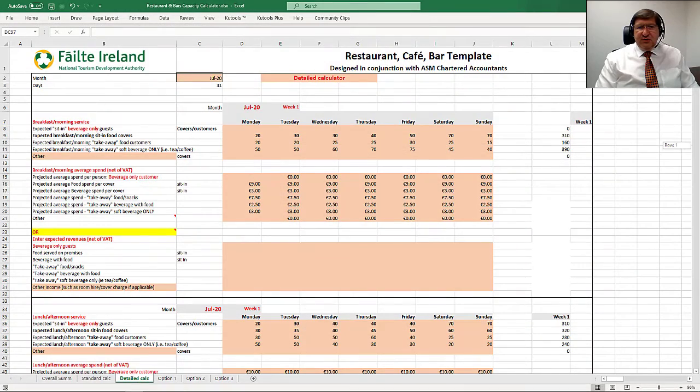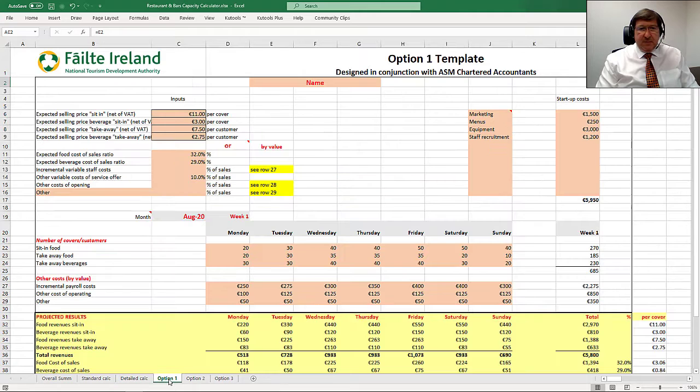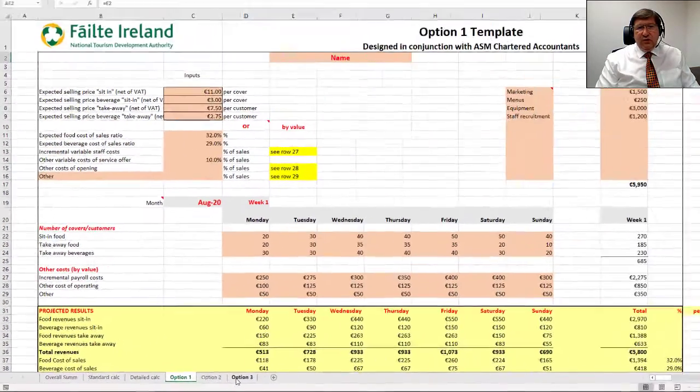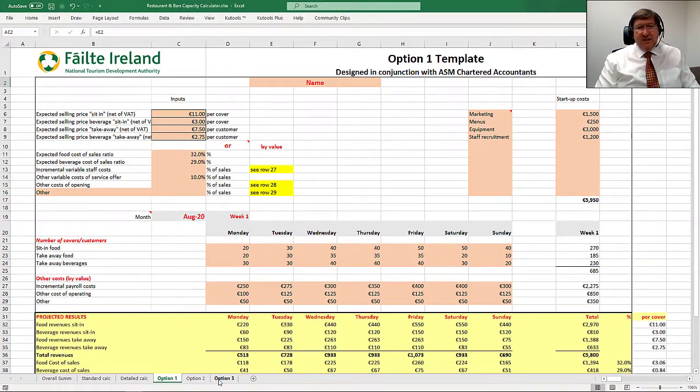An important opportunity for you could be the introduction of new product or service offers to augment the income from your traditional services, but which have been compromised because of the social distancing measures. Included within this calculator are 3 option spreadsheets named Option 1, Option 2, and Option 3. These allow you to test the viability of offering new service lines that you may be considering.